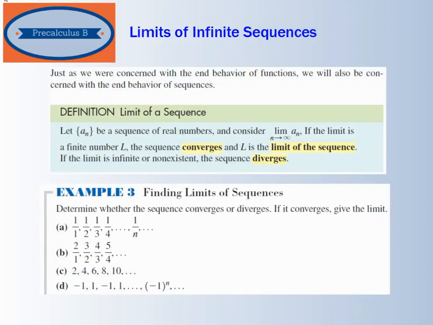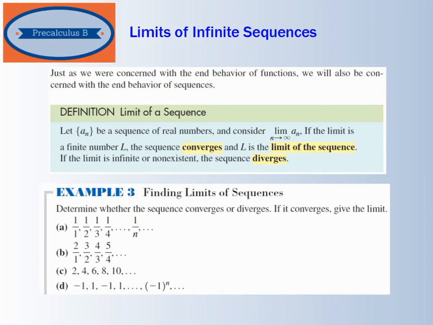Now, with functions, we were concerned about end behavior, right? We're also going to be looking at end behavior of sequences. So we can define a limit of a sequence. So if we say let a sub n be a sequence of real numbers, and we consider the limit of a sub n as n approaches infinity, then if the limit is a finite number L, we would say that the sequence converges, and L is the limit of the sequence. If the limit is infinite or non-existent, we would say that the sequence diverges.